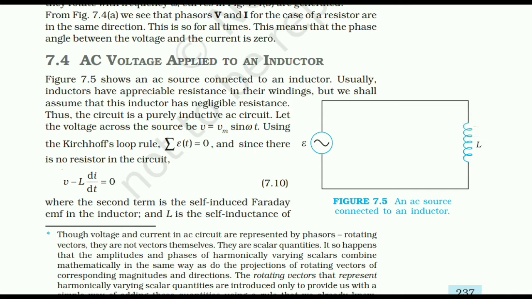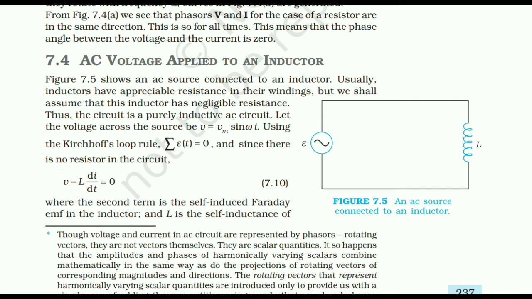7.4 AC voltage applied to an inductor. Figure 7.5 shows an AC source connected to an inductor. Usually, inductors have appreciable resistance in their windings, but we shall assume that this inductor has negligible resistance. Thus, the circuit is a purely inductive AC circuit. The voltage across the source will be V equals Vm sin omega t.